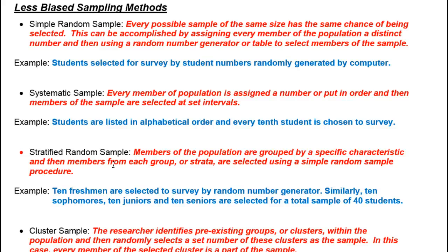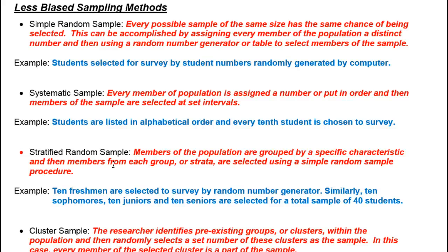So if you want to make sure that each different strata, each different category is represented, you ahead of time decide, okay, we're going to do 25 freshmen, 25 sophomores, 25 juniors, and 25 seniors. And then we'll randomly pick the 25 in each category. That's stratified. All right? Strata are the categories.